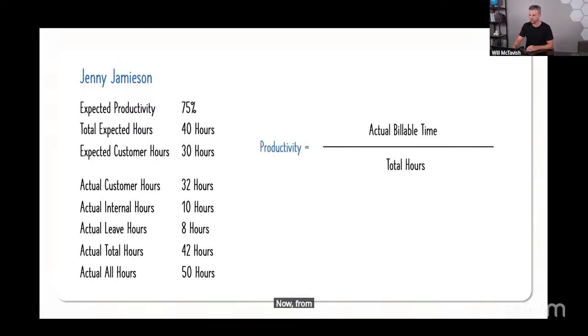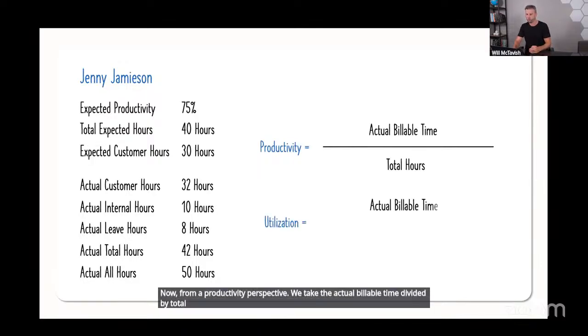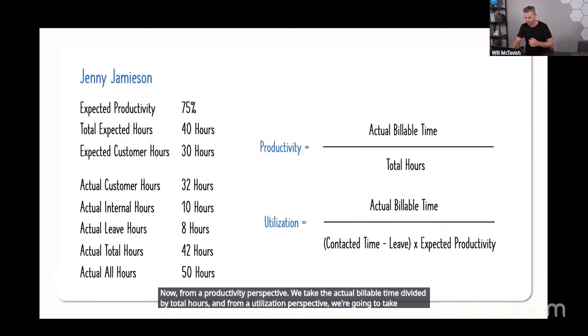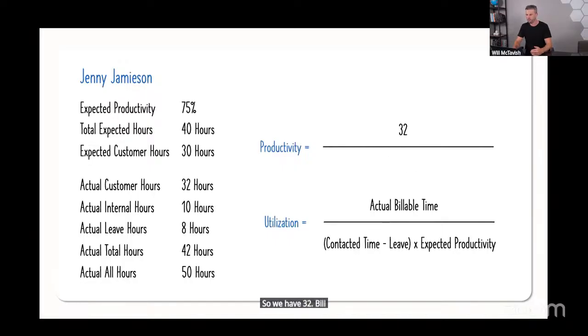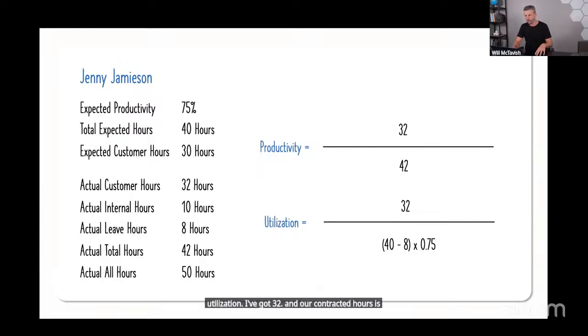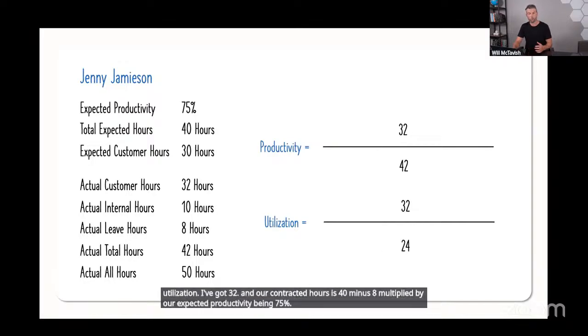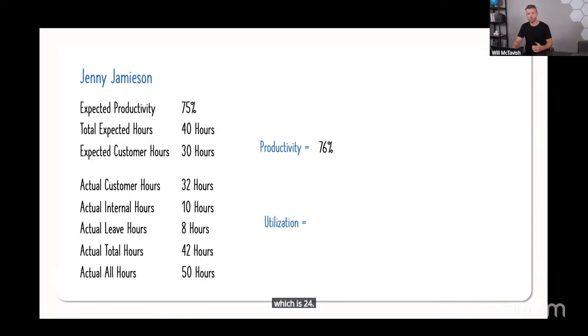From a productivity perspective, we take the actual billable time divided by total hours. From a utilization perspective, we take, again with my typo there, contracted time minus leave, multiplied by expected productivity. So we have 32 billable hours divided by our total hours being 42. That's productivity. For utilization, we've got 32, and our contracted hours is 40 minus 8, multiplied by our expected productivity of 75%, which is 24. So our productivity is 76% and our utilization is 101%. I just wanted to highlight the same example with the two different formulas so we can see them side by side.